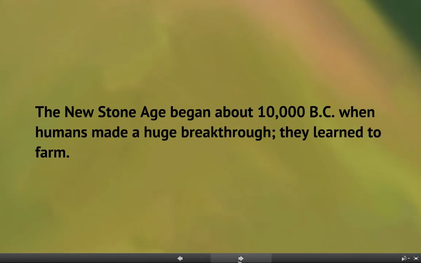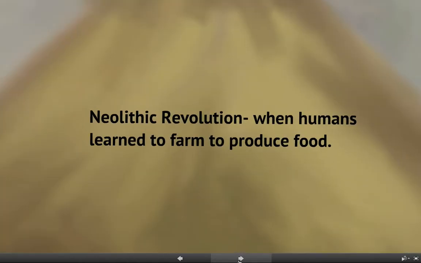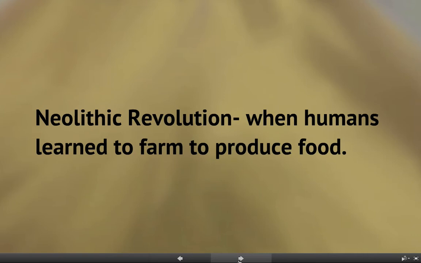So it begins around 10,000 BC, and this is when humans made a huge breakthrough. They learned how to farm. This was probably done by accident. They saw that when seeds dropped on the ground and were left there, they eventually grew and became plants, which they could harvest for food. And they started doing this on purpose, and that's what farming is. This changes the way the world worked. Right? So the Neolithic Revolution definition, when humans learned to farm to produce food.